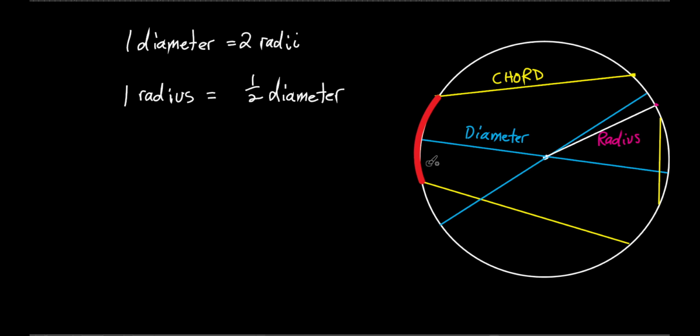Is that a chord? It connects 2 points, doesn't it? On a circle, but it's not a straight line, right? It goes around the circle. It's a curve. So we actually have a name for that, and that is called an arc. When we start talking about circles, we're going to talk about arcs a lot. All right, so this is an arc. There's a bunch of arcs on here, right? Any from one point to another point on the circle, if you go around the circle, that's considered to be an arc.